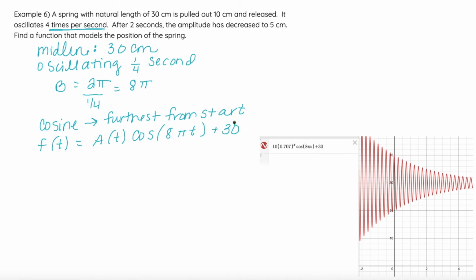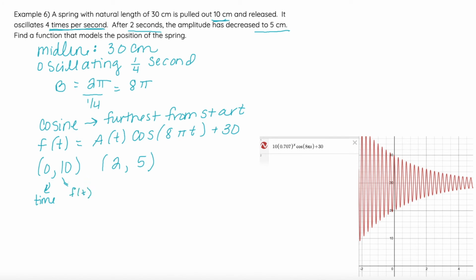There are a couple of other things that I do know. I do know that when time is 0, we are 10 centimeters away, our length is. I also know that after 2 seconds, we are now at 5 centimeters because it tells us after 2 seconds, we are at 5 centimeters. So 0 represents time, and this represents the distance away, so f of t. I should put f of t on both of them.